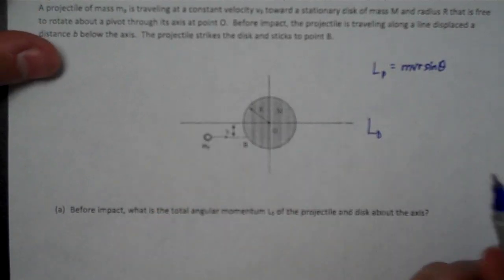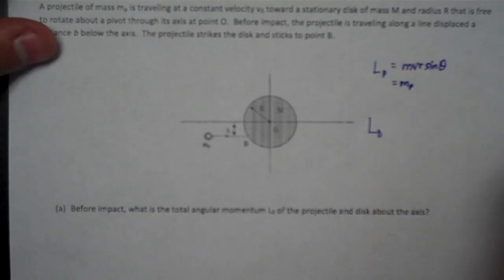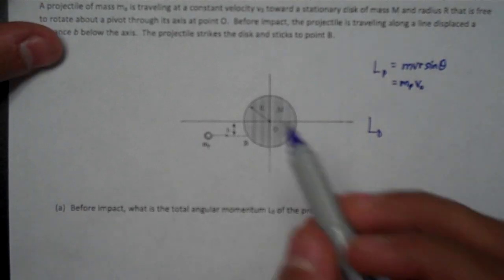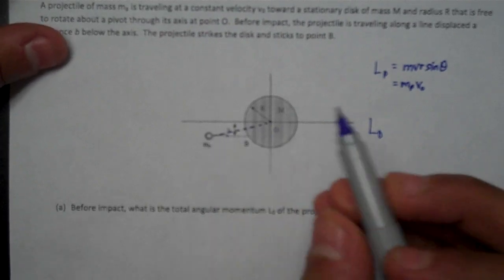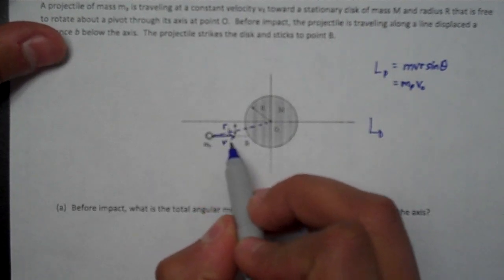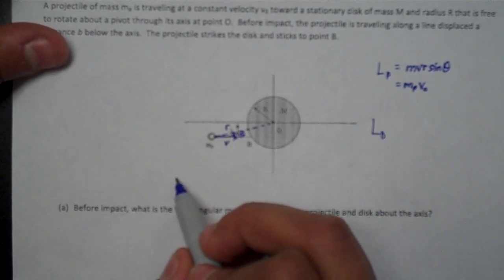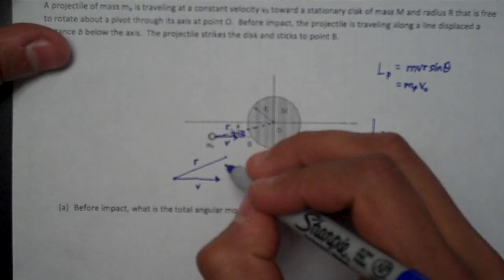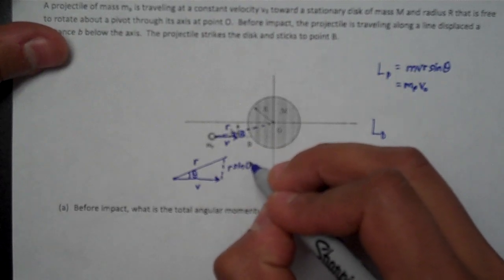Well, it tells me in the problem that m is m sub p. It tells me in the problem that v is v naught, and then we're left with r sine theta. Well, as I'm looking here, the distance from my axis to my point is r. The angle in between my velocity and my r is theta. So I get a triangle that looks like this. And that's theta, where this is r sine theta.